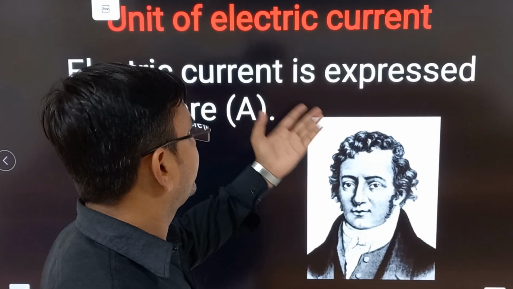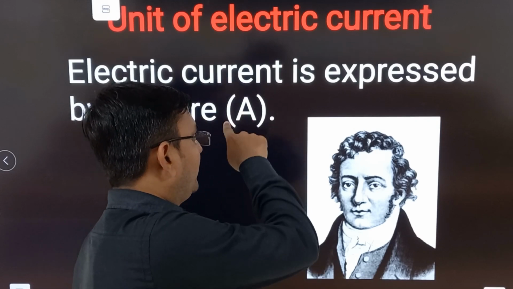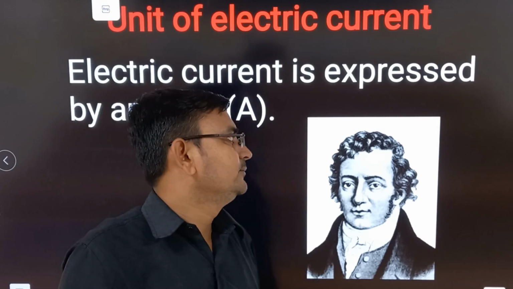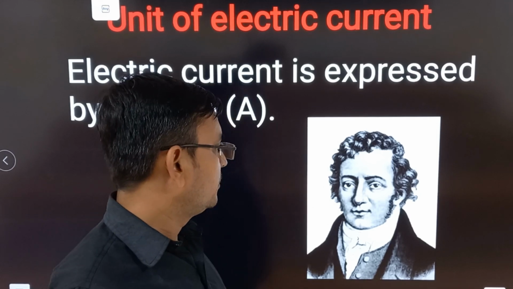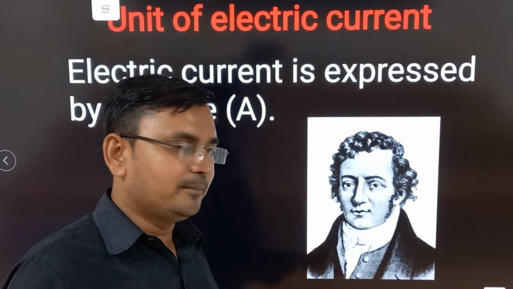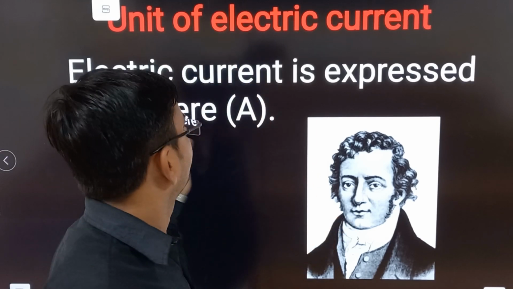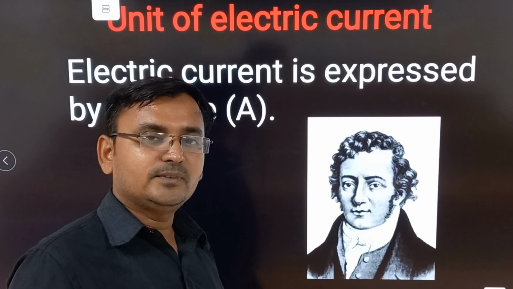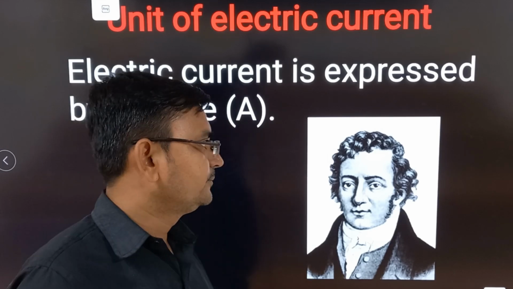Unit of electric current. Electric current is expressed in ampere and denoted by capital A. He is Mr. Andre Marie Ampere. So for the honor of Andre Marie Ampere, we have taken the unit of electric current as ampere, and it is denoted by capital A.